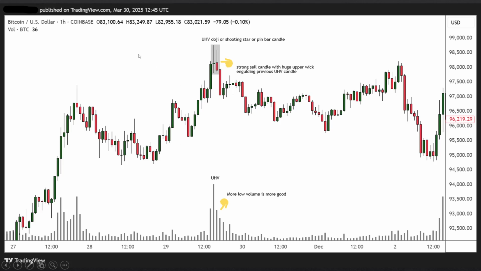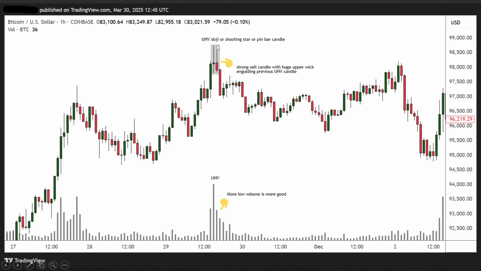Market is going up. This is a Bitcoin 1-hourly chart. Market going up, then suddenly a pin bar or doji or shooting star type candle on the top, a green candle on the top. You can say it is a doji or shooting star or pin bar, whatever. It is an ultra high volume candle.